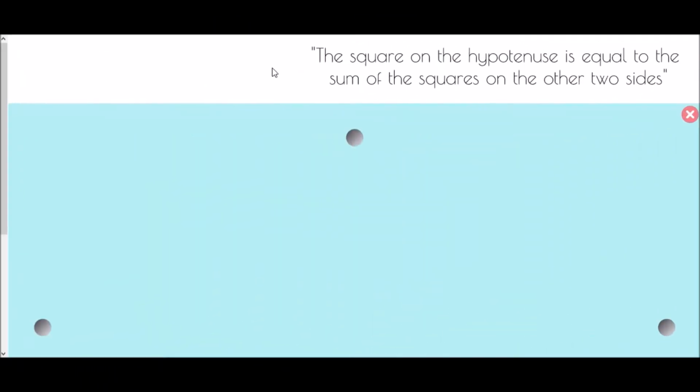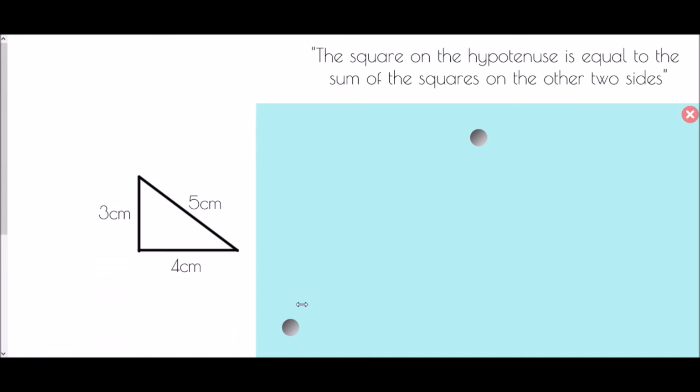So let's have a look at Pythagoras' theorem. It states that the square on the hypotenuse is equal to the sum of the squares on the other two sides. Now that all sounds very complicated, but all I want to do is show you what this means. Here is a right angled triangle. One side is 3 centimeters, one side is 4 centimeters, and one side is 5 centimeters.